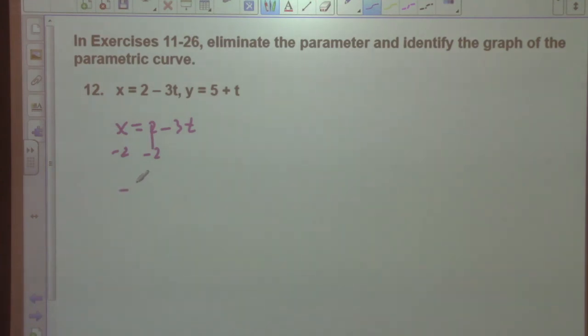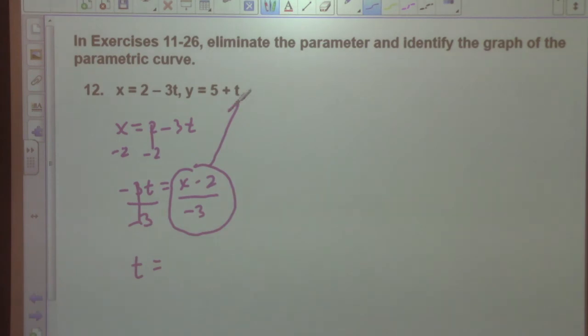That leaves you with x minus 2 equals negative 3t. Okay, so that's what you have. And then divide negative 3 from both sides. So you got t equals x minus 2 over negative 3. Okay, and then set it up with your y. So you just plugged it into the equation y equals, plugged it in for here. Yes. So it's going to be y equals 5 plus x minus 2 over negative 3.